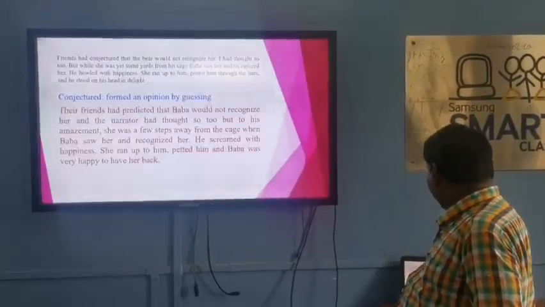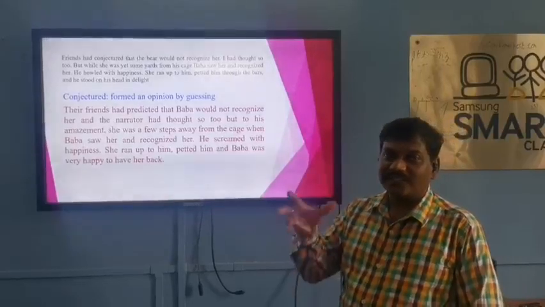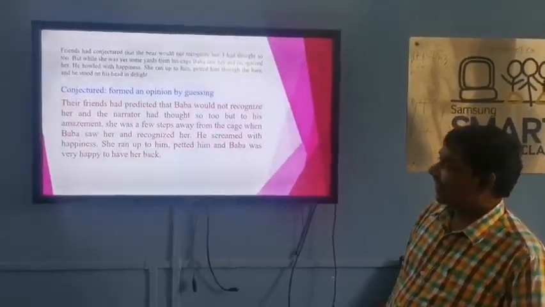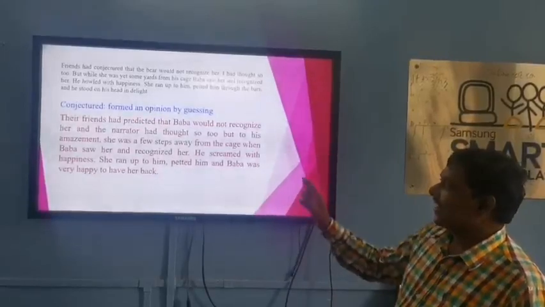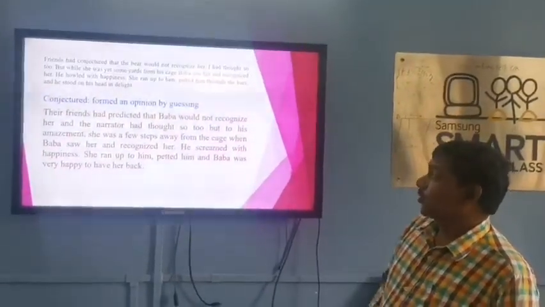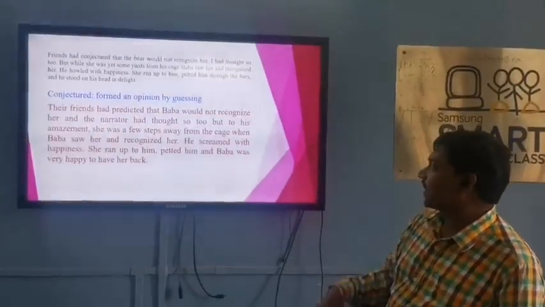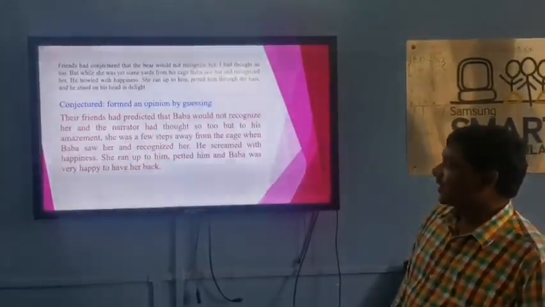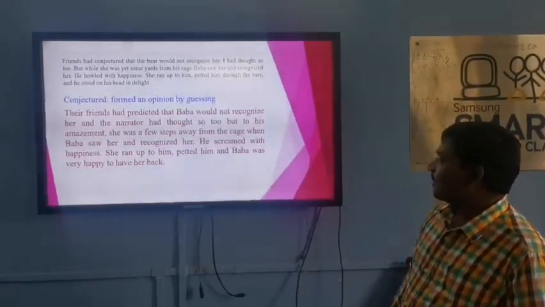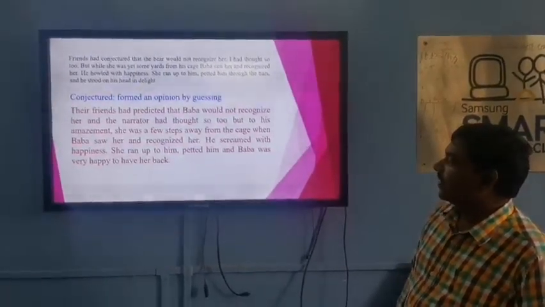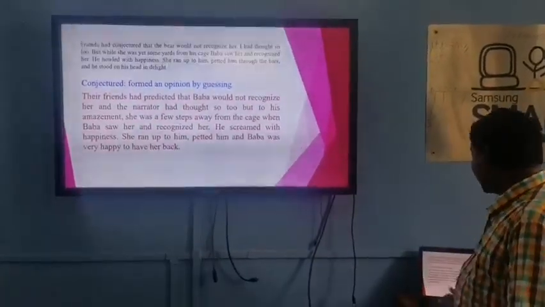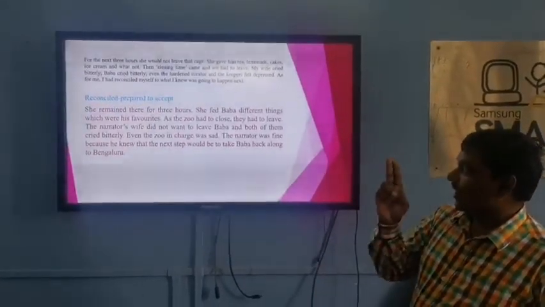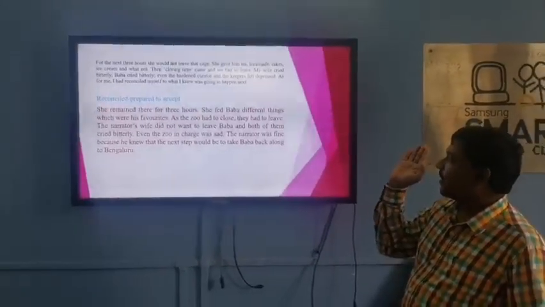So when they revisited the zoo, what was the situation created in the zoo? Let us see. Their friends had predicted that Baba would not recognize her, and the narrator had thought so too. But to his amazement, she was a few steps away from the cage when Baba saw her and recognized her. He screamed with happiness. She ran up to him, patted him, and Baba was very happy to have her back. Immediately Baba recognized her, and she remained there for 3 hours. She fed Baba different things.